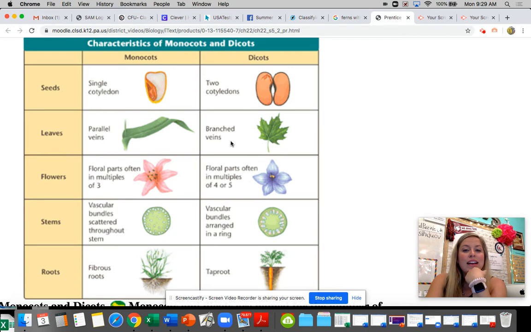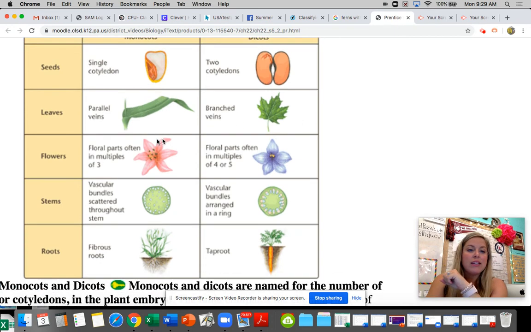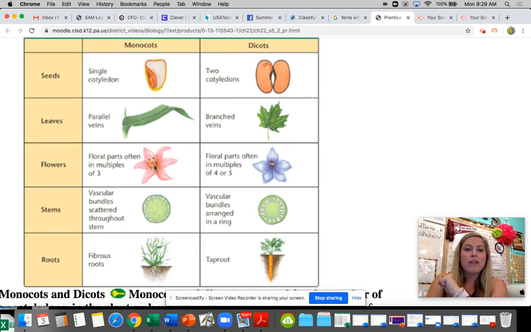And then for dicots, we have branched veins in our leaves. The flowers are different. For a monocot, the floral parts are often in multiples of 3. So think the flower petals would be in sets of 3, 6, 9, 12. So think in terms of 3. And then for dicots, floral parts are often in multiples of 4 or 5. So think 4s or 5s. For the stem of a monocot, the vascular bundles are scattered throughout the stem in no exact pattern. But for dicots, the bundles are arranged in a very specific ring.